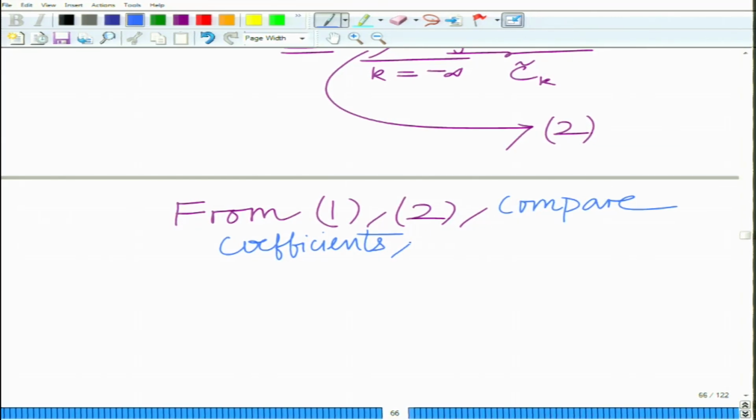What we are doing is comparing the Fourier coefficients of the complex exponential Fourier series, because both give us the complex exponential Fourier series of x prime t. So, what we can conclude is that the coefficients must be equal, in particular the coefficients of the terms e raised to j k omega naught t.